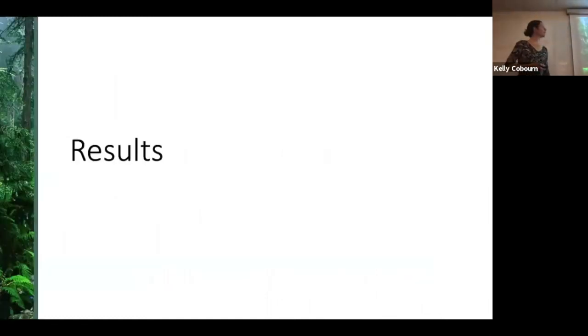So I'll go ahead and give an overview of the results. I'll first talk about a couple of different decision-making scenarios that we can look at with the model, and then discuss a little bit of sensitivity analysis.